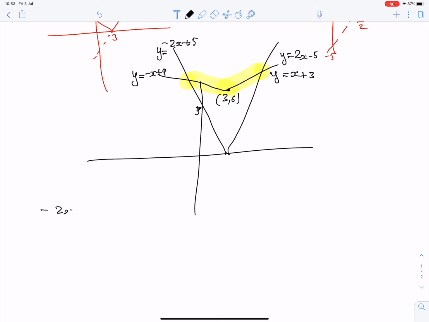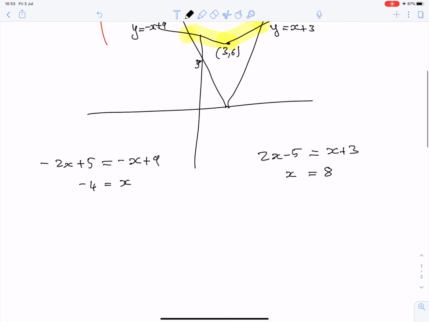So minus 2x plus 5 is equal to minus x plus 9. Solve in the usual way. Adding the 2x and subtracting the 9 from both sides, minus 4 is equal to x. And we've also got 2x minus 5 equals x plus 3. So subtract the x from both sides and add the 5 to both sides. So we now know that x has got to be less than 8 and greater than negative 4.